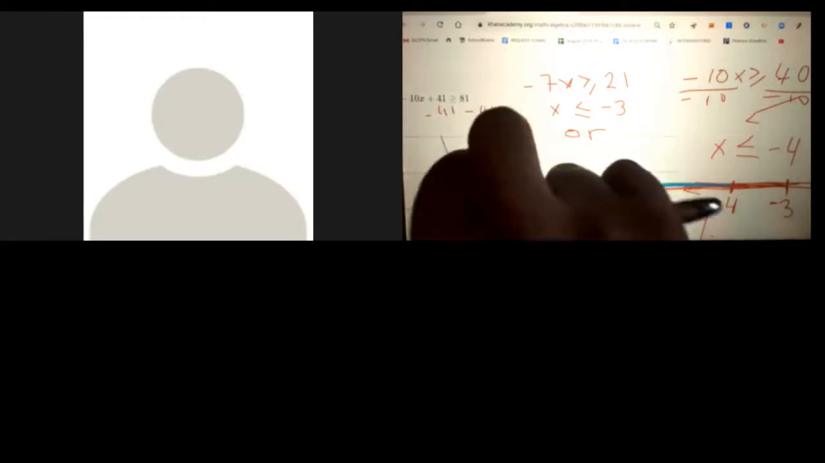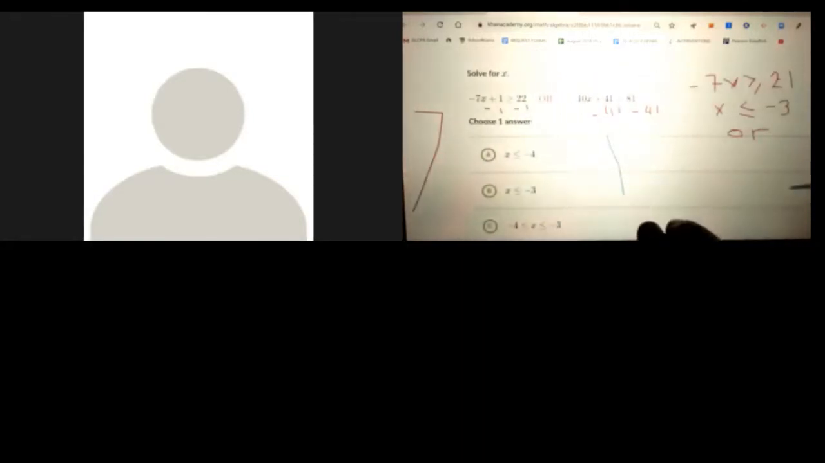So when you answer this question, your final answer is going to be x is less than or equal to -3, because it has x is less than or equal to -4 in it already.